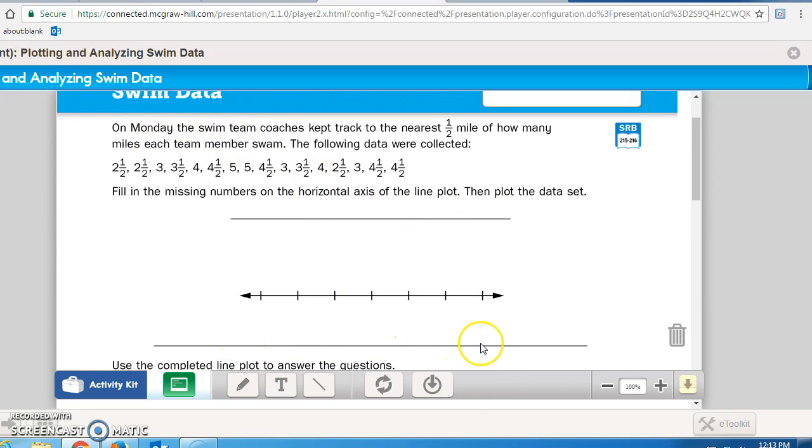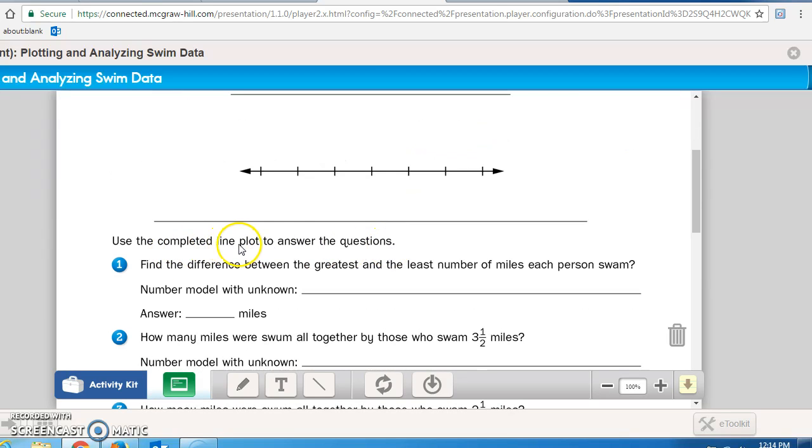And down here on the line, you're going to be writing number of miles to the nearest half mile, because that's what it's telling you, nearest half mile. Then use the line plot here; you don't have to do the line plot from the video. One says find the difference between the greatest and the least number of miles each person swam. So you're looking at the greatest number swam and the least number swam. And you're going to have to put the number down with the unknown and then answer it in miles.